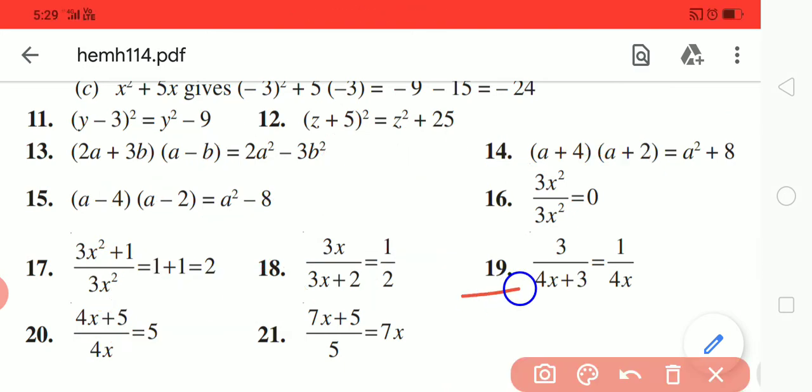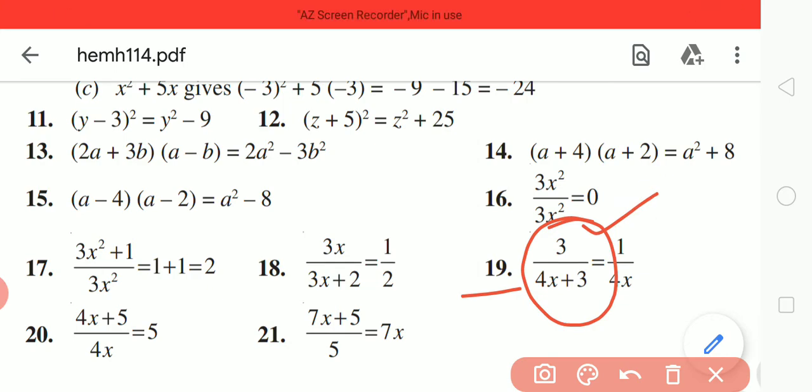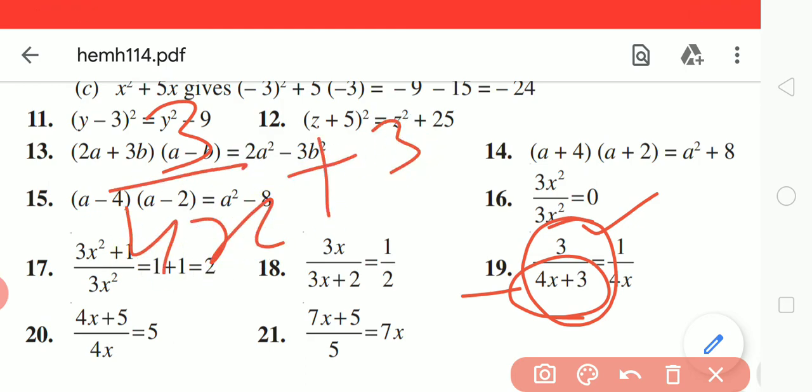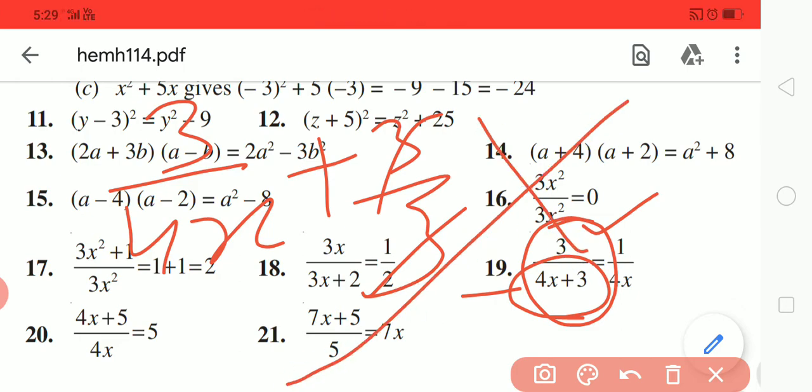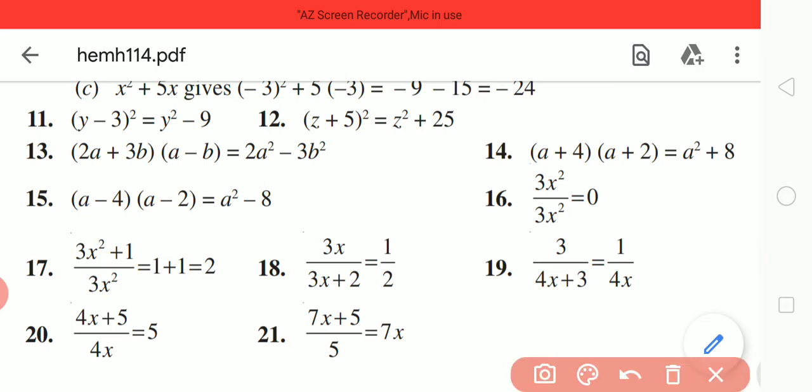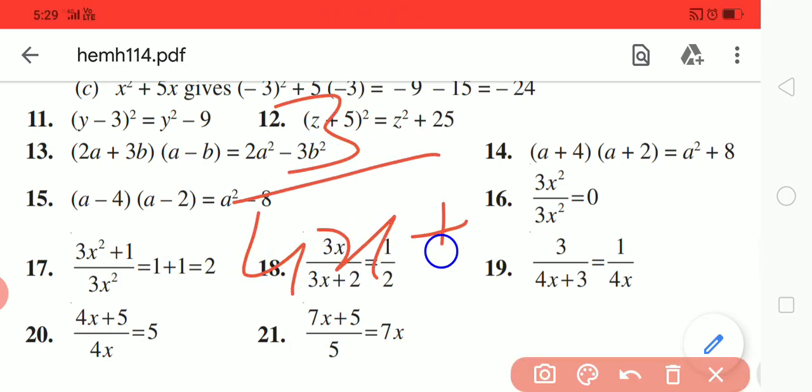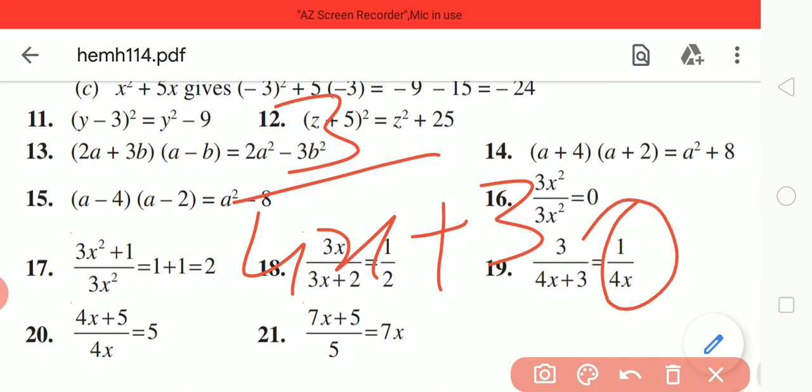So come to the 19th question. Here also you have been given 3 by 4x plus 3. Here also is a monomial in the numerator and a binomial in the denominator, so we cannot separate the terms with the denominator, right? So we cannot write it as 3 by 4x plus 3 by 3 cut by. I saw many of the students do it like this. This is completely wrong. So the only solution for this is 3 by 4x plus 3. No solution will be there. So this is incorrect and this is the correct form. So you will circle the error and this is the correct form.